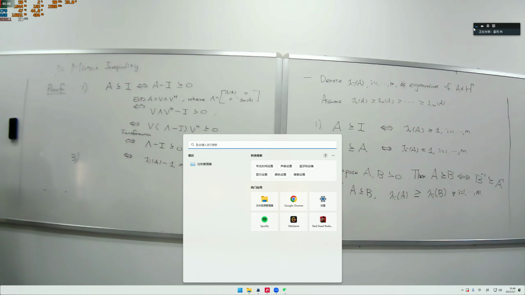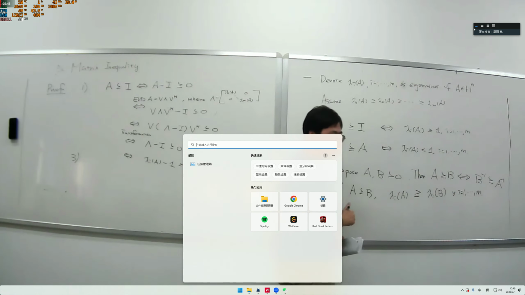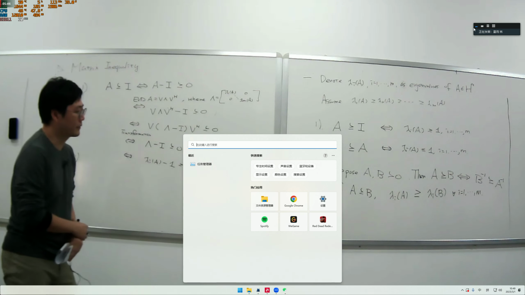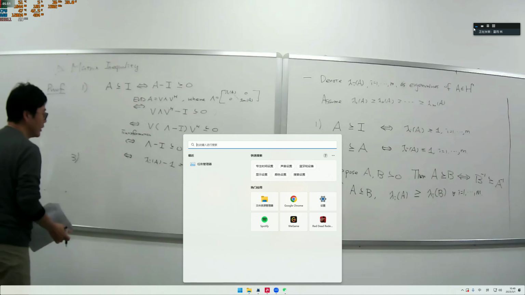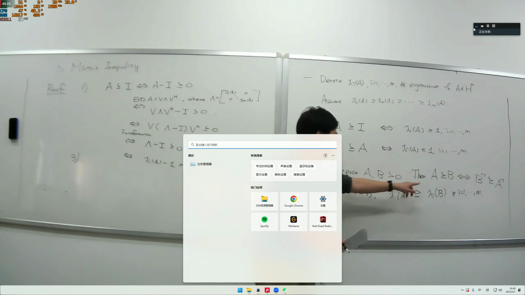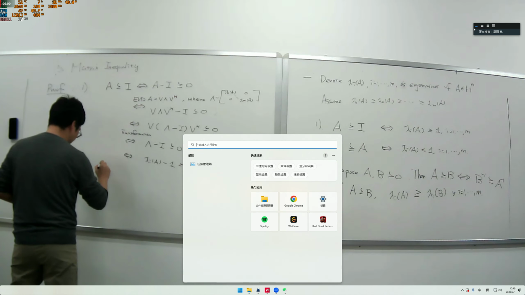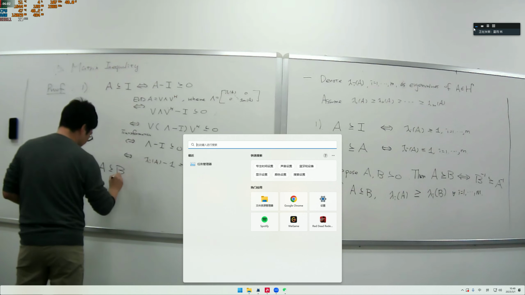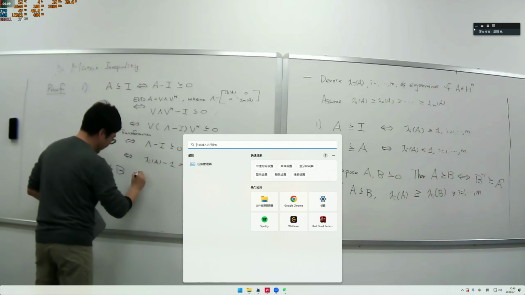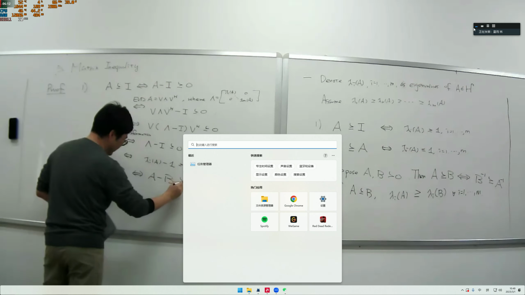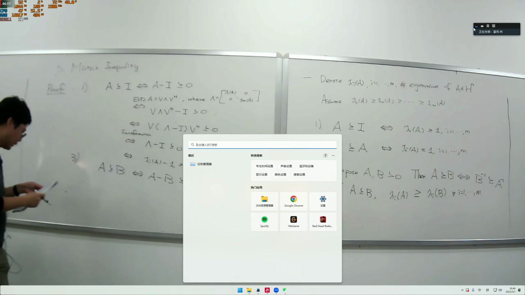Okay, let's see how to prove the third one. Now we assume that A, B are both PD, which means that both are invertible. Now we consider that A is greater equal than B. Then this is equivalent to saying that A minus B is a PSD, right? Then we are going to use that.